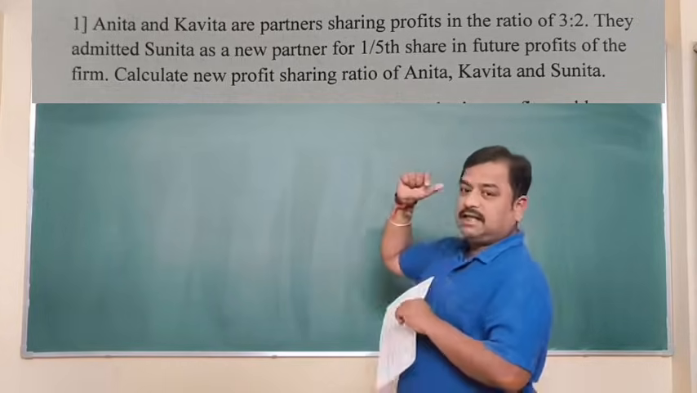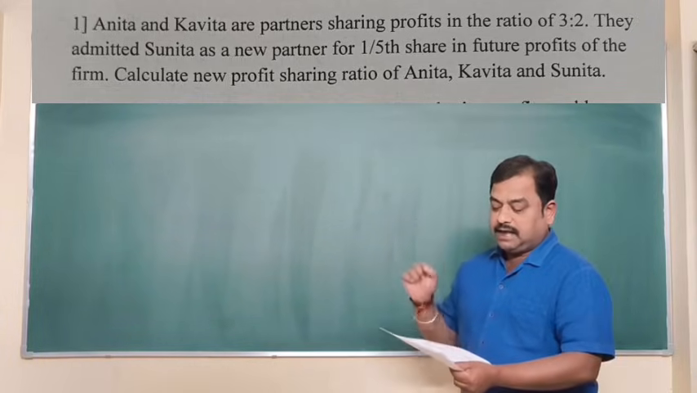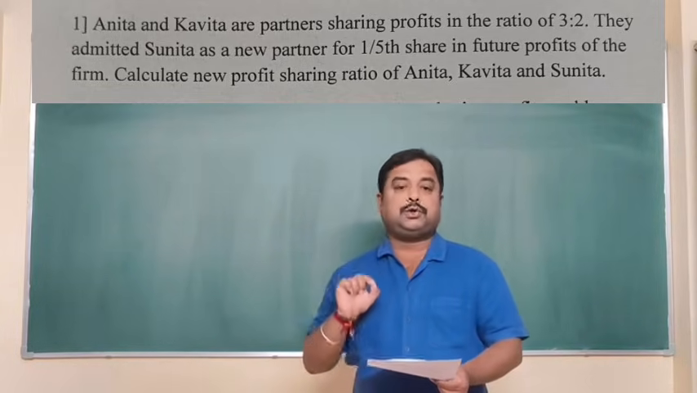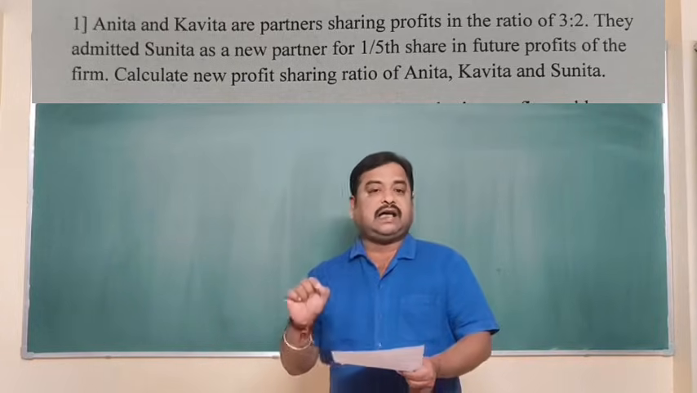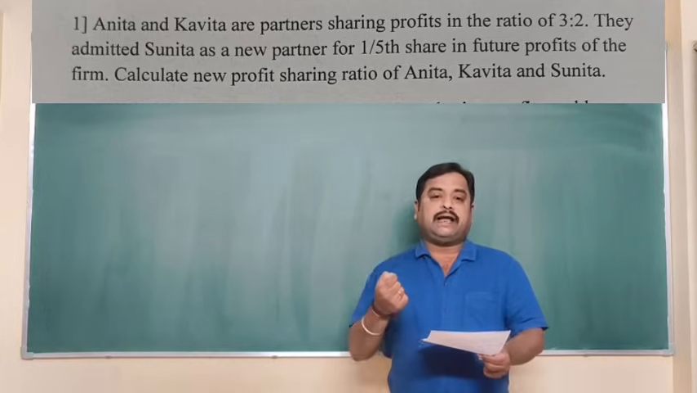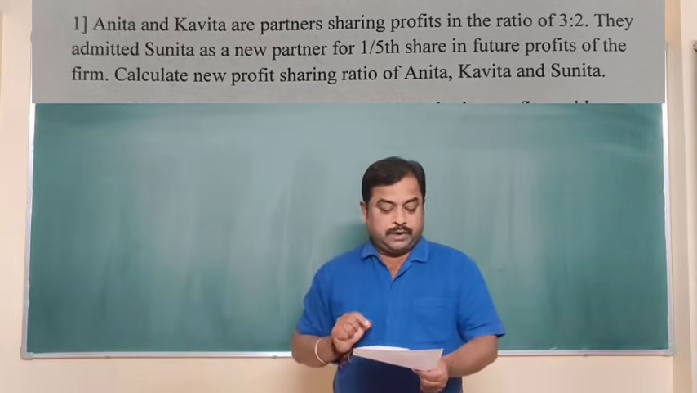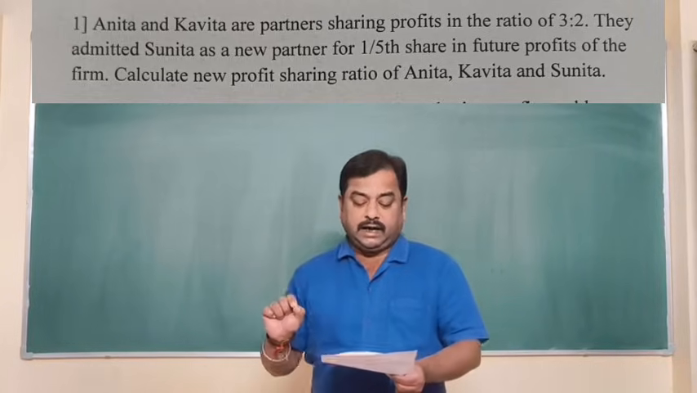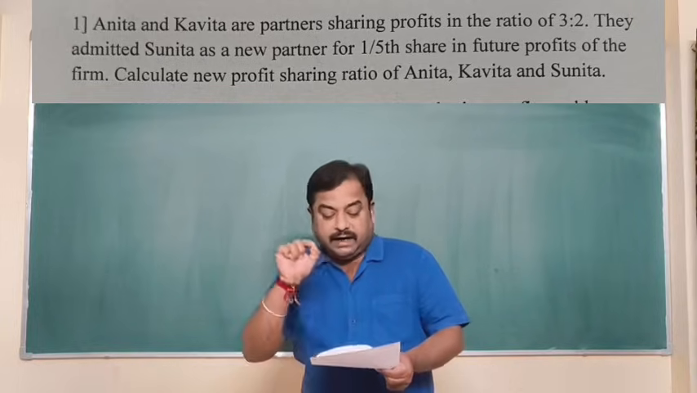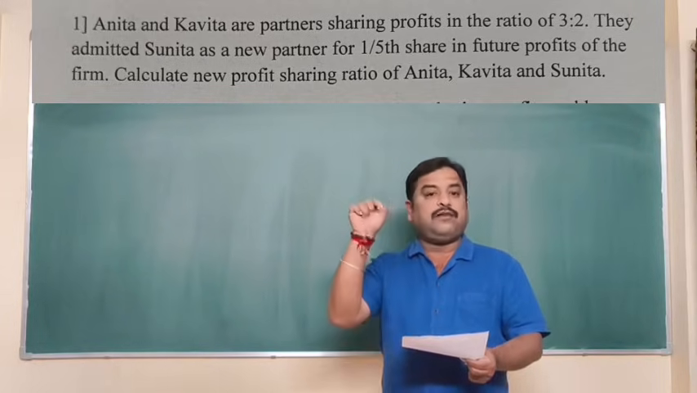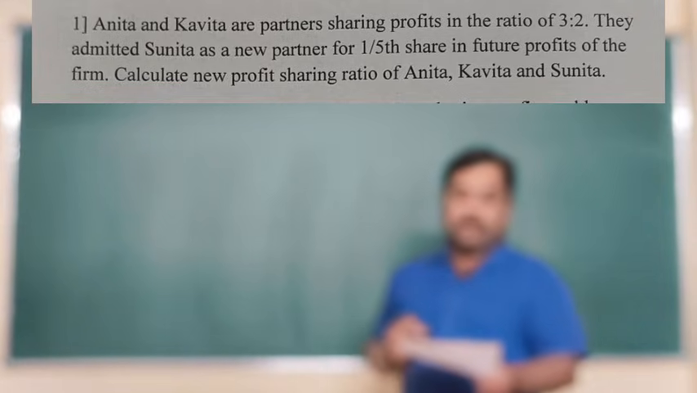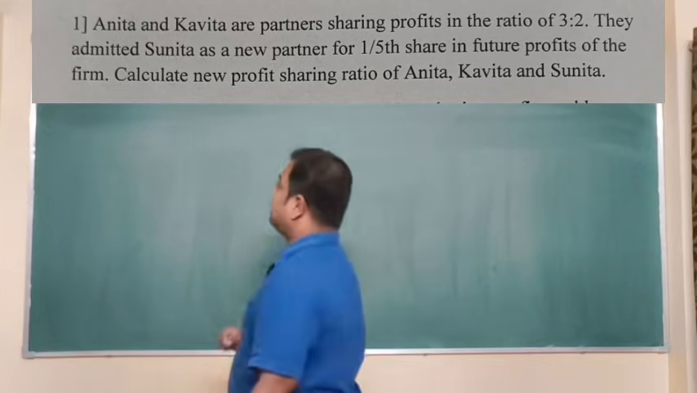As you can see the first question there. The question is, Anita and Kavita are the partners sharing profits in the ratio of 3:2. So here Anita and Kavita are the old partners and their profit sharing ratio is 3:2. We will be calling it the old partners' share or old ratio. They admitted Sunita as a new partner for 1/5 share in the future profits. So here Sunita is a new partner and her share in the partnership firm will be 1/5. The question is, calculate the new profit sharing ratio of Anita, Kavita and Sunita. Let us see how to solve this.